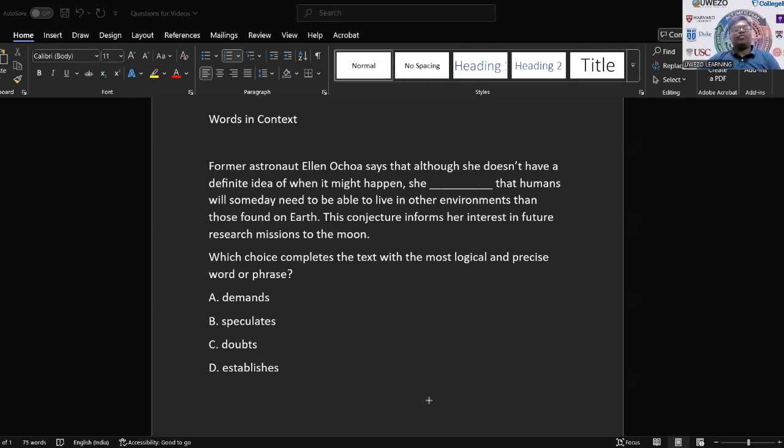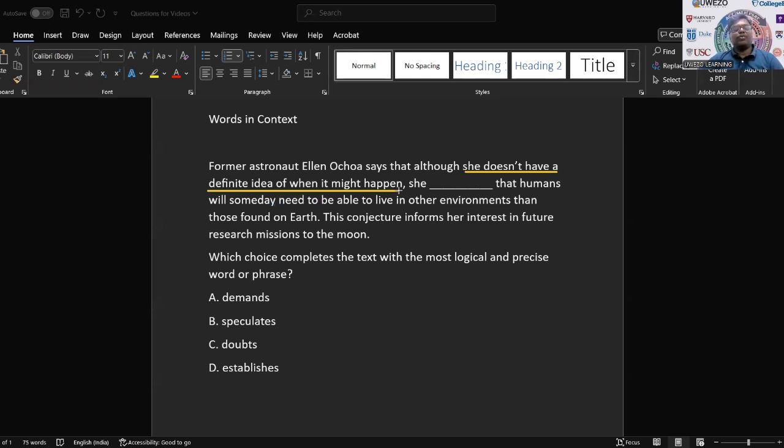Former astronaut Ellen Ochoa says that although she doesn't have a definite idea of when it might happen, she blank that humans will someday need to be able to live in other environments than those found on Earth. This conjecture informs her interest in future research missions to the moon. So this text says that this astronaut doesn't have a definite idea of when it might happen.